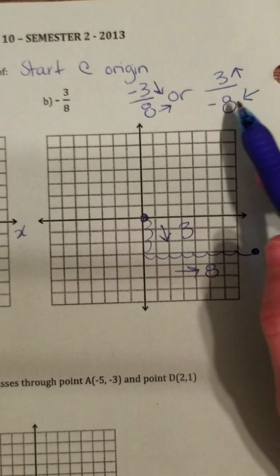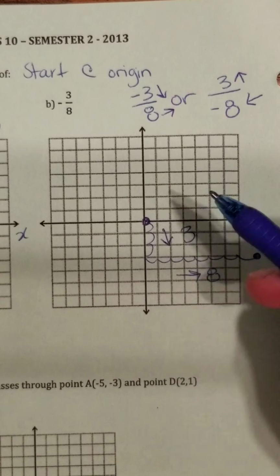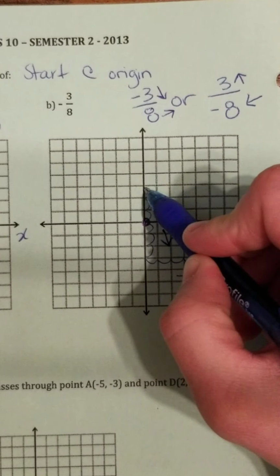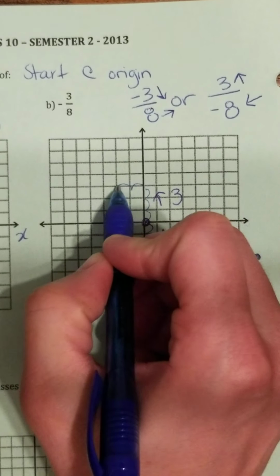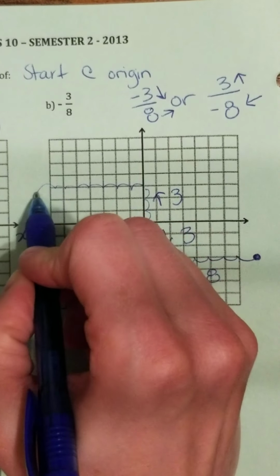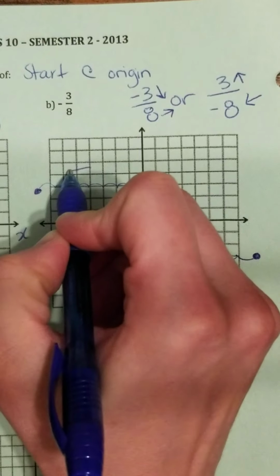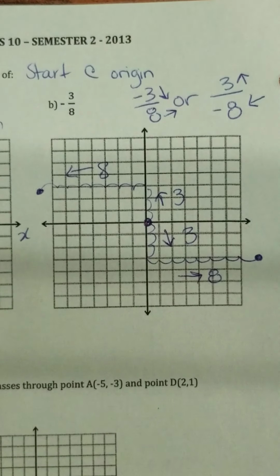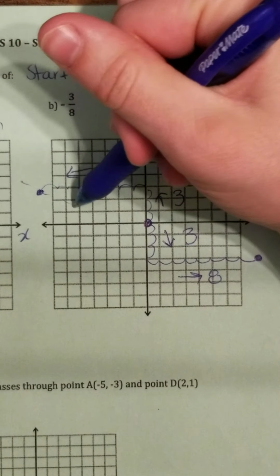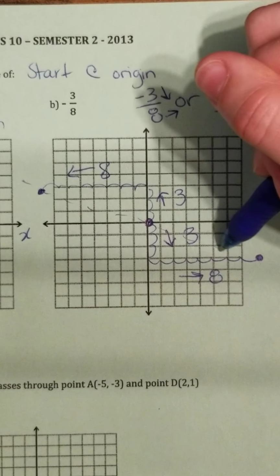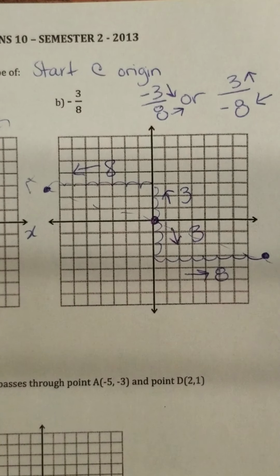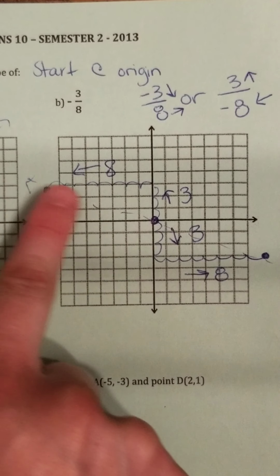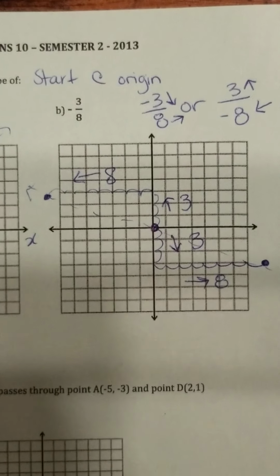Okay, let's try the other one though. If I start here, I can also go up 3. So that's the other option, up 3, and to the left 8. 1, 2, 3, 4, 5, 6, 7, 8. So either way, that still creates one big giant line. So you can go any direction you like. Your points still make a nice straight line. Okay.